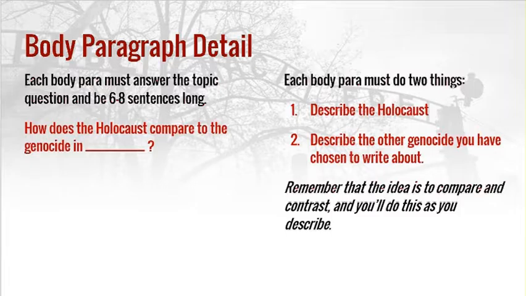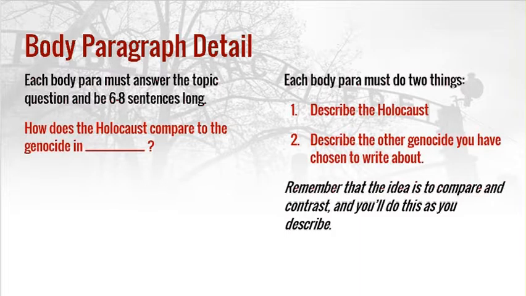If I'm talking about Rwanda, I want to talk about, I always get this wrong, why did the Hutus target the Tutsis? I never remember which ones got killed and which ones were doing the killing. But either way, I want to now spend 3 or 4 sentences talking about these reasons. Now remember that the idea is to compare and contrast, so you'll do this as you describe. So you may say something like, well, the Holocaust in Germany was mainly a religious designation. The Holocaust in Rwanda was mainly along racial lines, and then you begin to do that.